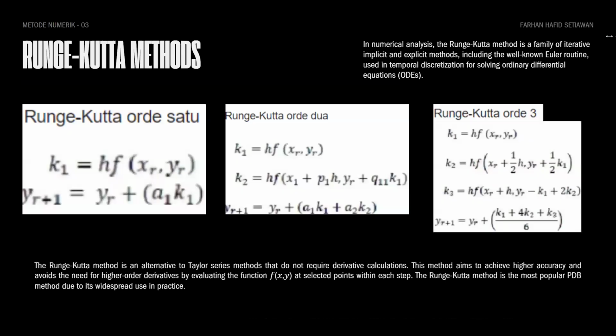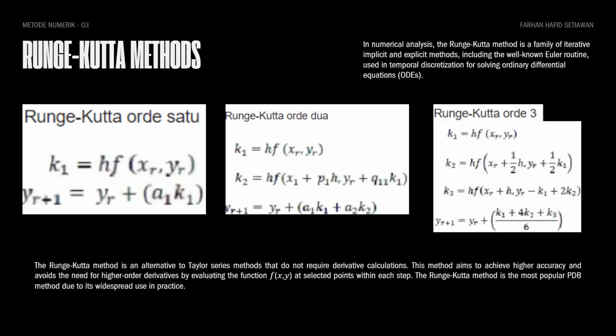In this illustration, I'm going to explain my knowledge of what Runge-Kutta methods are. Runge-Kutta methods are basically iterative, implicit and explicit methods, including the well-known Euler method, used in temporal discretization for solving ordinary differential equations. Simply, the Runge-Kutta method is a development from the Euler method, Euler-Cauchy, as you studied before. It is an alternative to Taylor series methods that do not require derivative calculation.